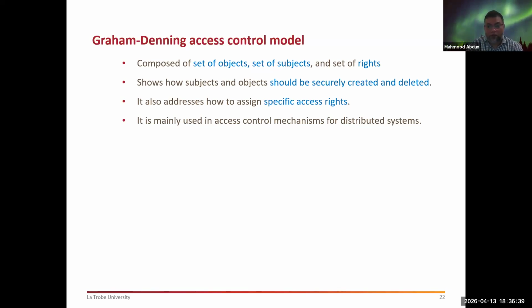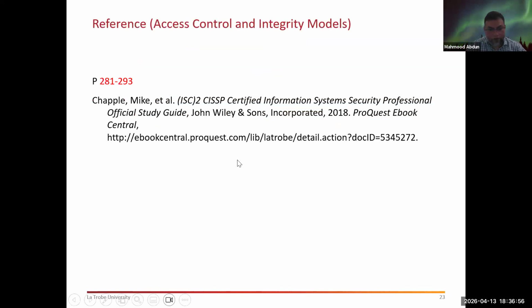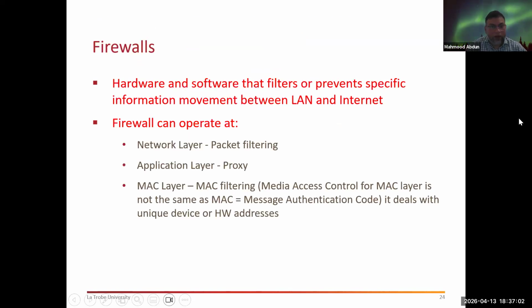Some examples could be Oracle. Oracle's databases used to use Graham-Denning access control underneath. But anyway, this has been used in many different places. Again, the source is the same, but there are different pages that you can go through on access control. Okay, now we come down to firewalls.